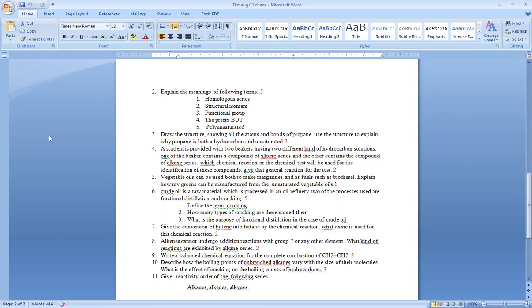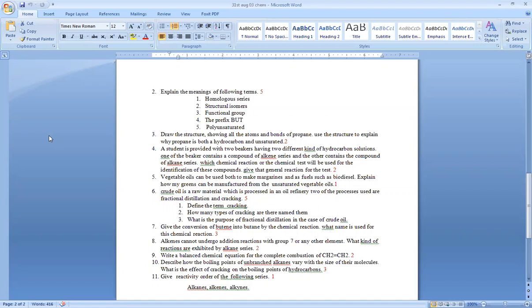So you have to tell what the term polyunsaturated means in terms of hydrocarbons, alkenes, alkanes, and alkynes, and whether there is any hydrocarbon series in which this term does not operate. If not, then tell me why. Now the third one is: draw the structure showing all the atoms and bonds of propane, and use the structure to explain why propane is both a hydrocarbon and an unsaturated.